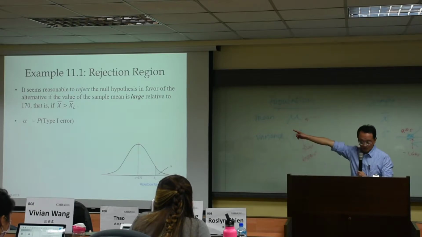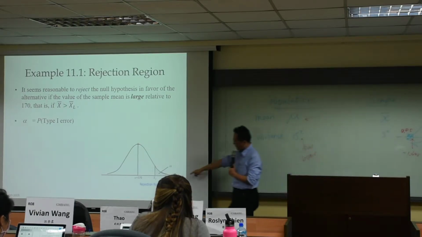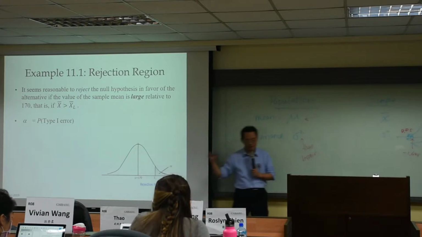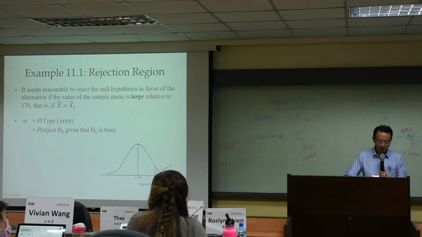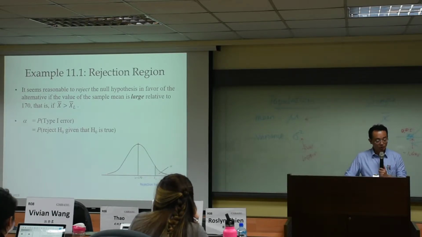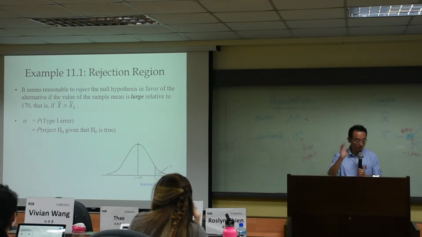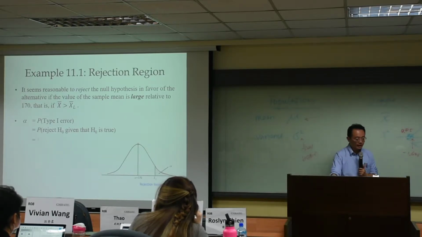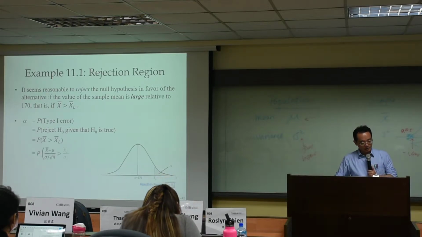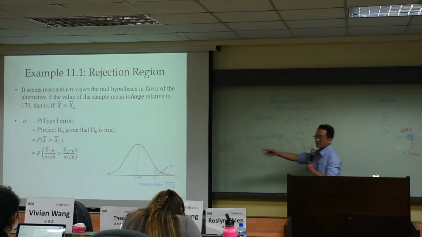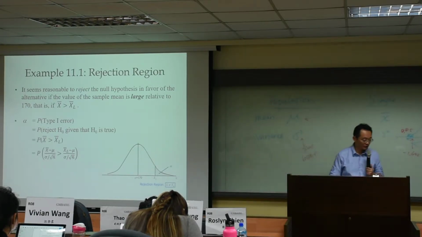Alpha here is the type 1 error, and this is the shaded area. Then it becomes: reject H0 given that H0 is true. This is type 1 error. It is true, but we reject. And it becomes X bar greater than X̄_L. We just apply the equations: minus mu and divided by sigma over square root of n.